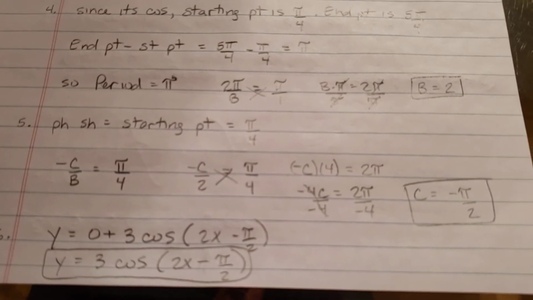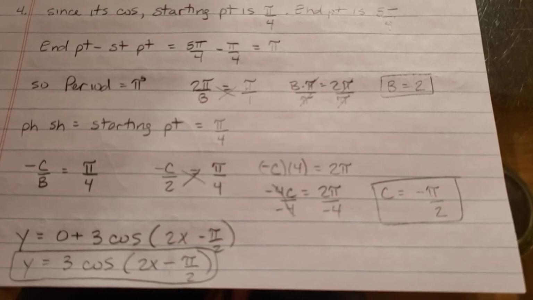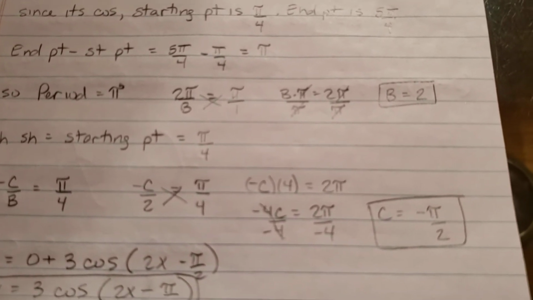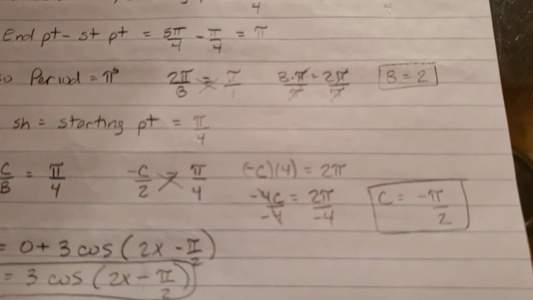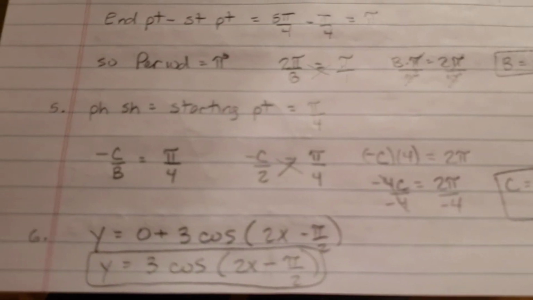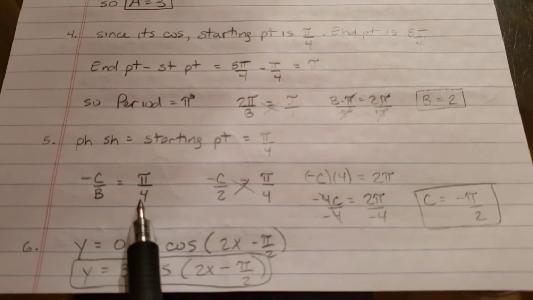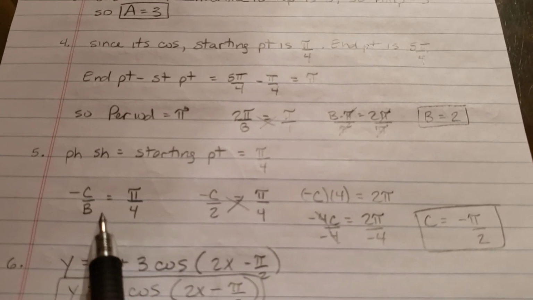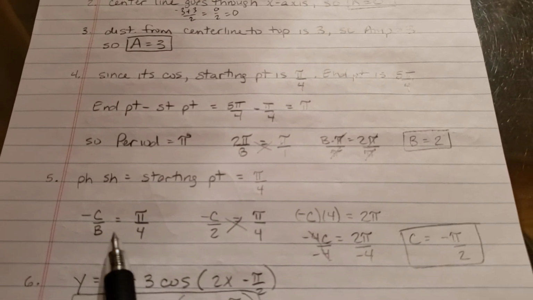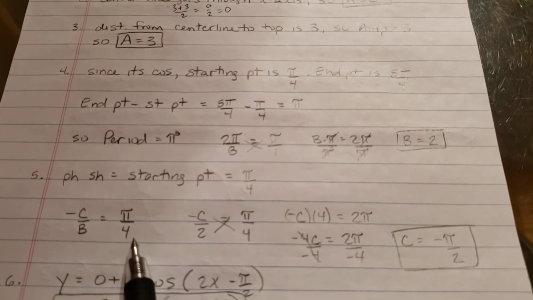We get c by finding the phase shift. Okay, the phase shift is equal to the starting point, and we've already looked at the graph and said the starting point is at pi fourths for this cosine graph. Now the starting point is equal to pi fourths, that's the phase shift. And the formula for phase shift is negative c over b. So negative c over b is equal to that phase shift, which is the starting point. So negative c over b equals pi over 4.